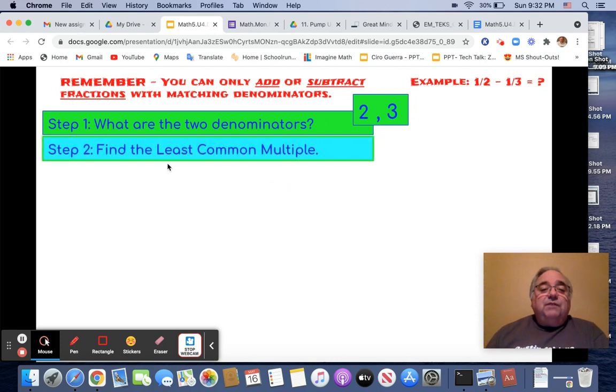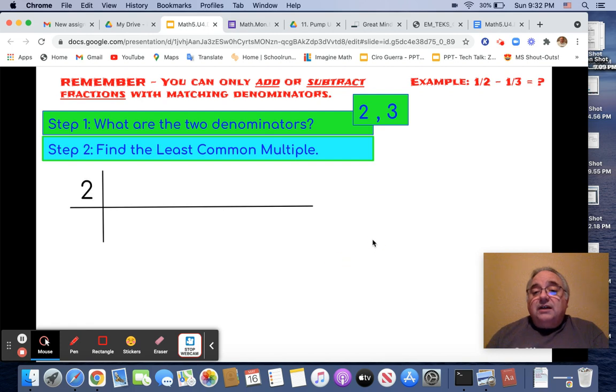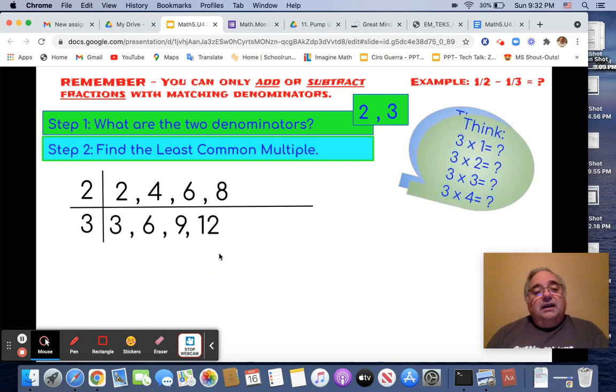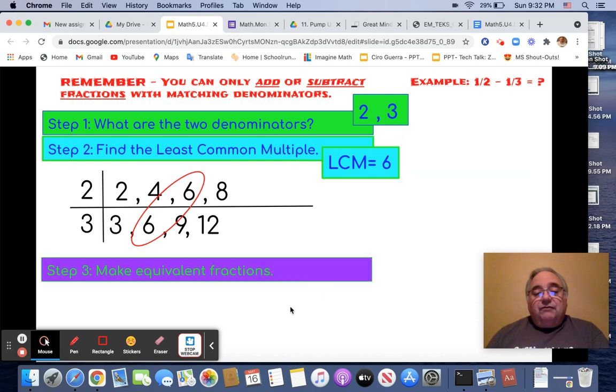The next thing is we find the least common multiple. I should already know it just by looking, but if you forgot how to get this, this is the way we do it. We look at the multiples of 2: 2 times 1, 2 times 2, 2 times 3, 2, 4, 6, 8. And I do the same thing for 3, and then I look for the least common multiple. In this case, it's going to be 6, and then we make equivalent fractions.